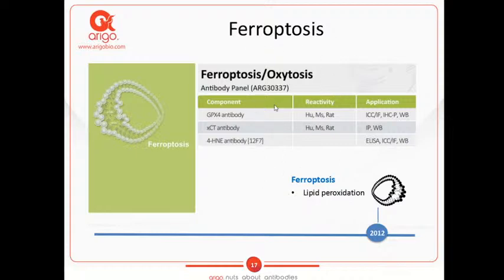Oxytosis is a cell death type in neuron cells. Both oxytosis and ferroptosis share a similar pathway. So this antibody is not only useful for the study of ferroptosis in tumor cells, cancer cells, but also useful for the study of oxytosis in neuron cells. That's the ferroptosis antibody panel.